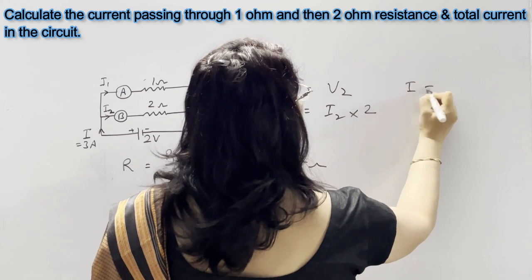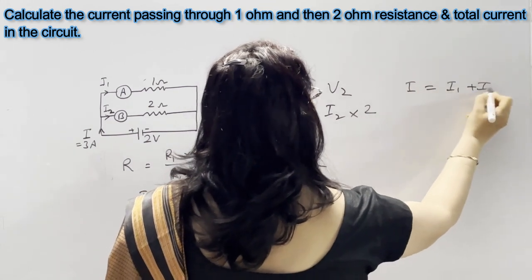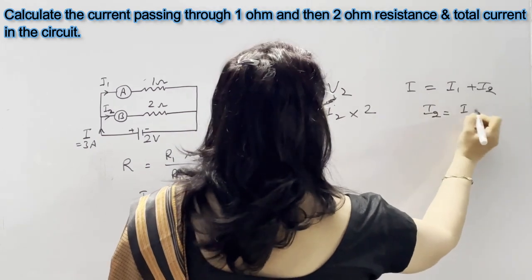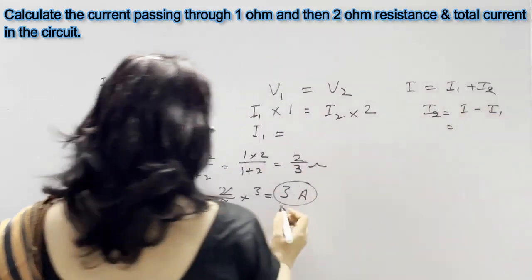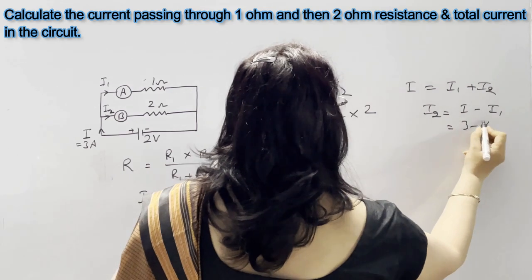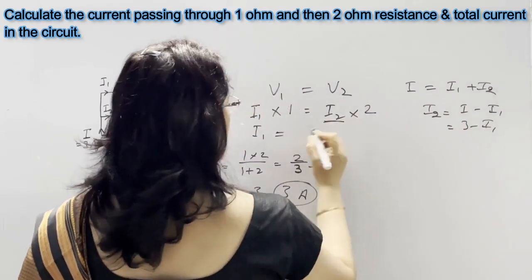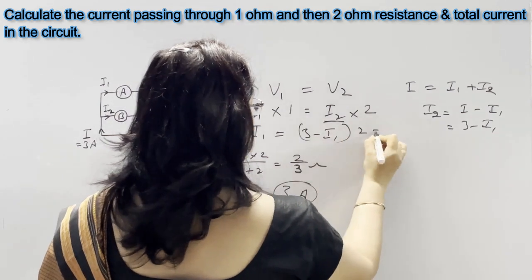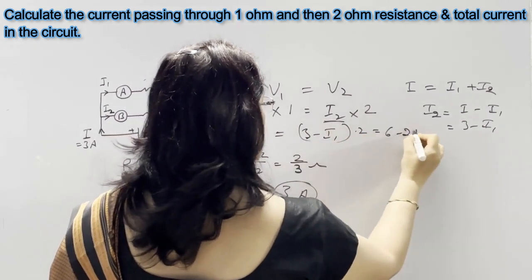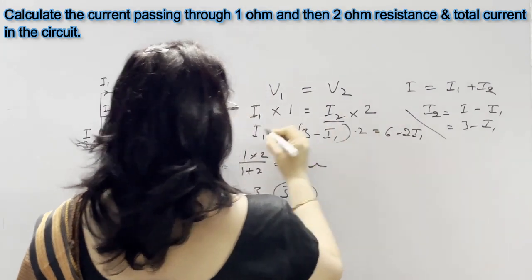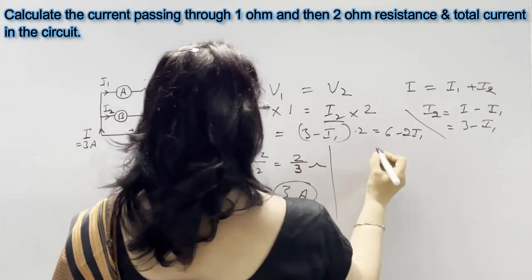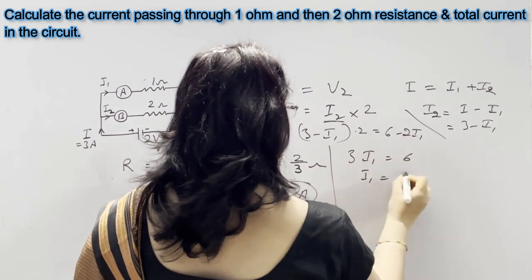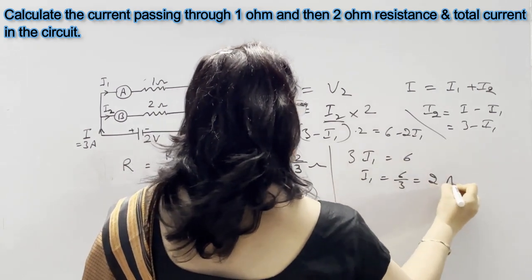Now we also know that total current is equal to I1 plus I2. It means the value of I2, if I want to calculate, is I minus I1. Total current in the circuit is 3. So 3 minus I1, we can put this value here. So 3 minus I1 and then multiply by 2: 3 times 2 is 6, minus 2 I1. So transposing this I1 to this side, 1 plus 2, it means 3 I1 is equal to 6. So I1 is equal to 6 upon 3, it means 2 ampere.